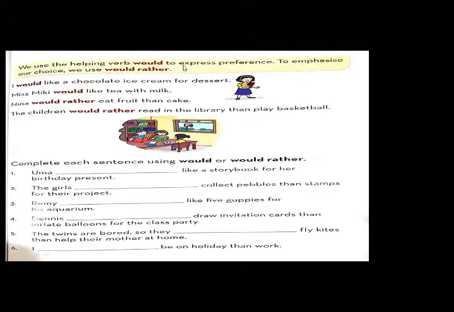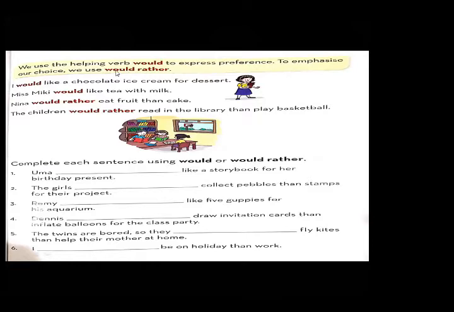So would is used to express your preference, your demand, your thoughts, your actual thinking, that what would you like to do, what would you like to take. It shows your preference, to take something as your first priority.